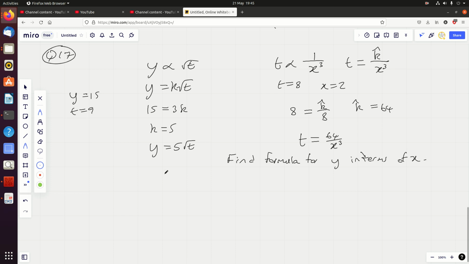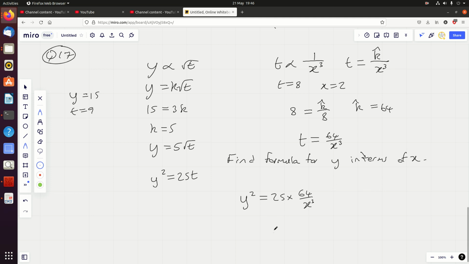If you've done parametric equations at A level, because this is a parametric equation, this is significantly easier. I'm going to square both sides here to get y squared is 25t, because then what I can do is I can just plug this 64 over x cubed in there. So I get y squared equals 25 times by 64 over x cubed.